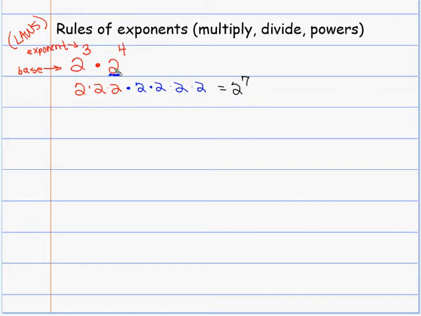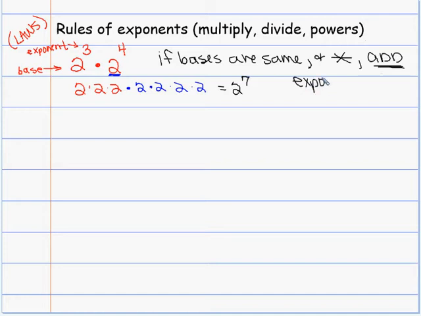Well, there's a shortcut. If you multiply like bases, so if the bases are the same, and you are multiplying, then add the exponents. Okay, so 2 was the same, that's the base. I'm multiplying, so I keep the base, and then I add those exponents to get that 7.